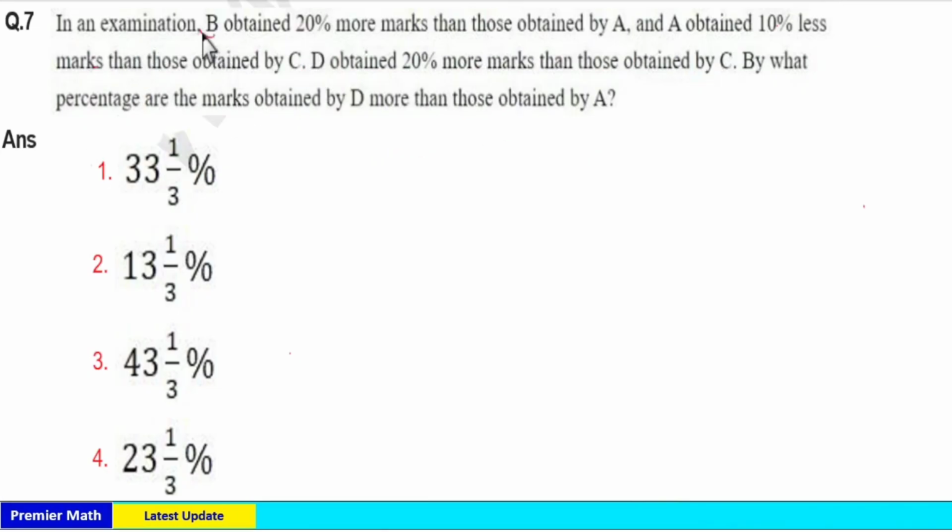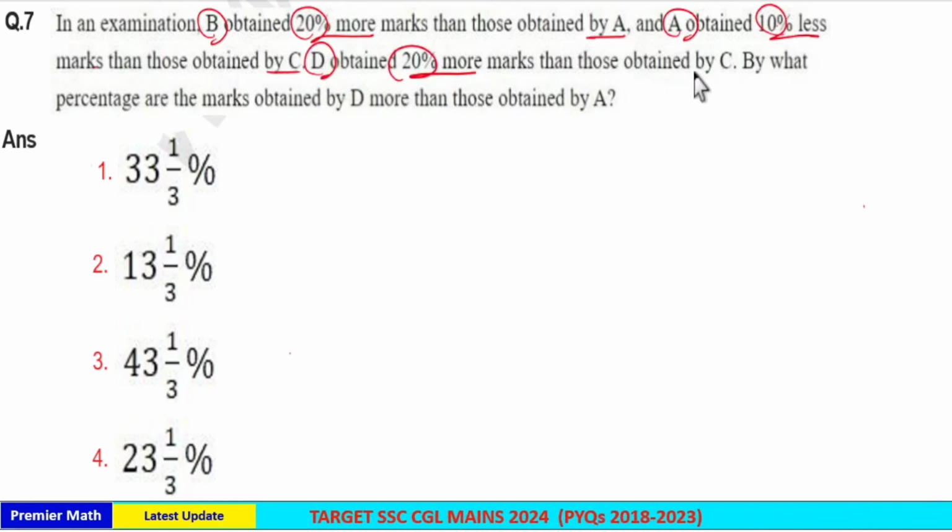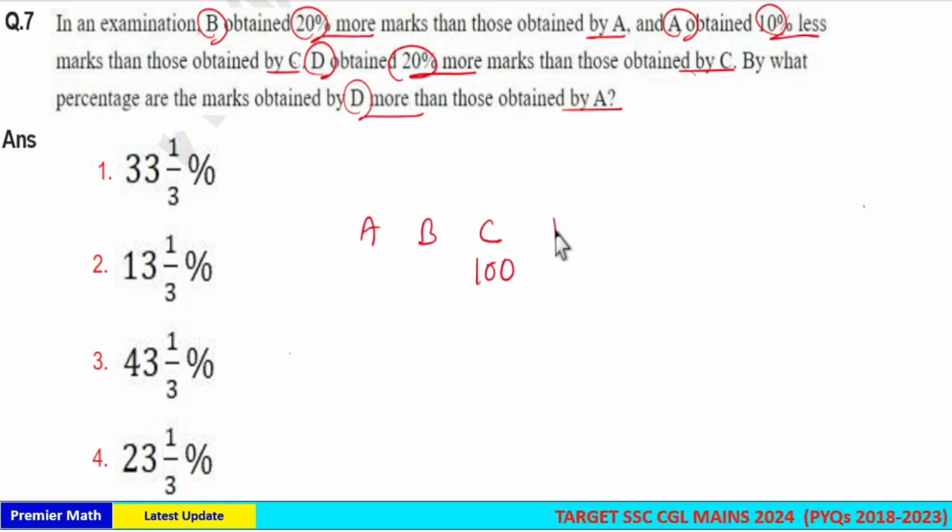In an examination, B obtained 20% more marks than those obtained by A. A obtained 10% less marks than those obtained by C. D obtained 20% more marks than those obtained by C. By what percentage are the marks obtained by D more than those obtained by A? Here our answer is about D and A, and both D and A depend on C. So consider C's mark as 100, and here we have A, B, C and D.